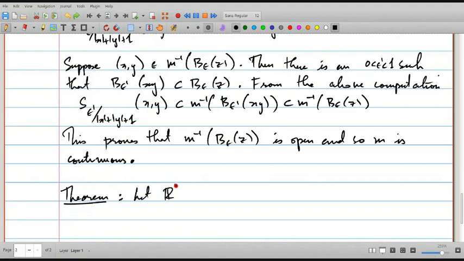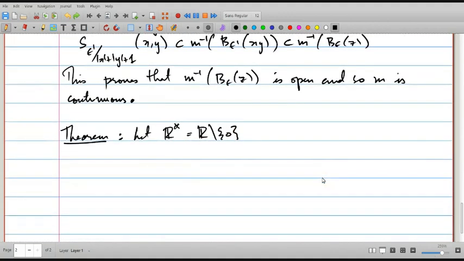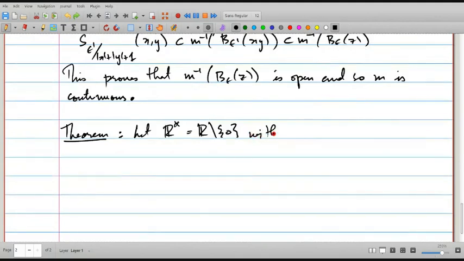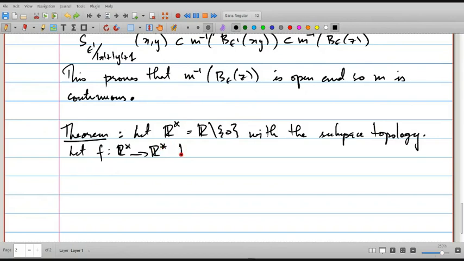So let R star equal R minus 0 with the subspace topology. Now let f from R star to R star be the map x goes to x inverse. So this map is continuous. So proof.